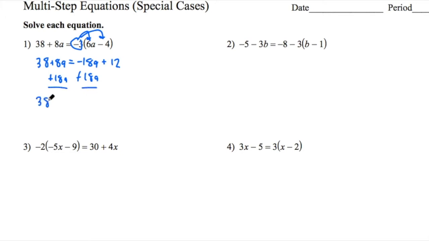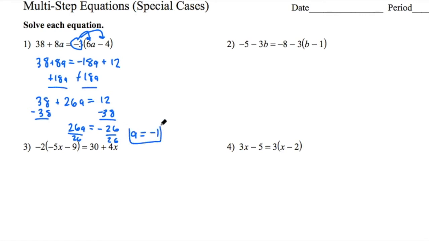So, okay, we have 38 plus 26a equals 12. Great. Now it's a two-step equation that we're used to. So we're going to subtract 38 from both sides. Over here on the left-hand side, we have 26a, and that's going to be equal to negative 26. Oh, how nice is that? So we divide by the coefficient, divide by 26, and I ran out of room, but a is going to be equal to negative 1. Great. That is a nice normal case of a multi-step equation. We had to distribute first, that's what made it a multi-step equation, but it worked out nice. We got a nice clean answer.